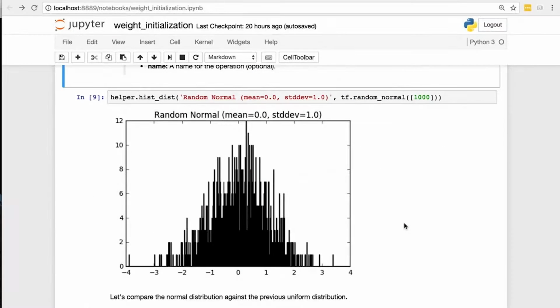So here's what a normal distribution looks like. Again, we're using histograms, so we've binned our values. So again, select 1,000 values from a normal distribution and use the histogram to actually view this distribution of our numbers. So you can see that you get this tail, but most of the values are centered around 0 here. Then let's compare the normal distribution against our previous runs with a uniform distribution.